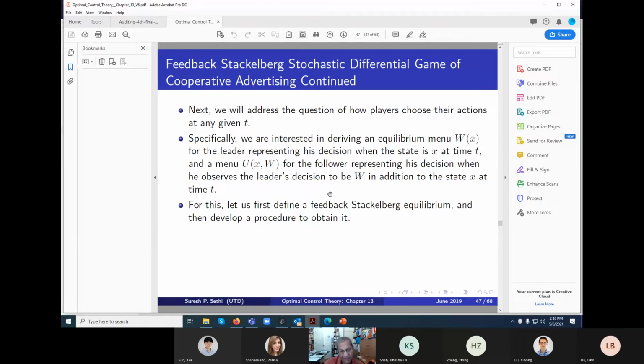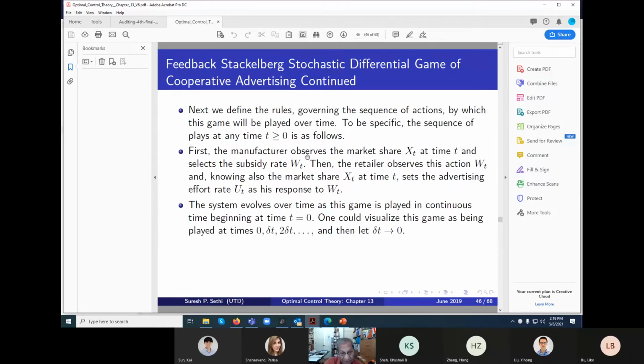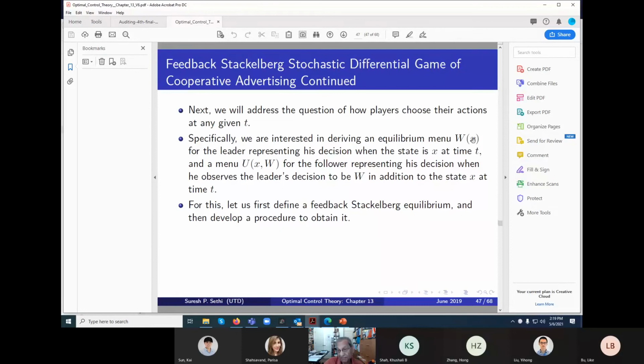Now, how to solve this problem? We're interested in deriving an equilibrium menu, W of x. W of x is the menu by which the manufacturer will decide his subsidy rate. That's the function that he has to come up with. The follower, on the other hand, has to define u, which is the advertising effort, that depends on x, just like this guy, but it also depends on w. Remember, I did not write W as a function. You can write W of x, but that x is to be observed at that time. But I don't want to confuse, because if you put W of x here, some people think it's a function. When I put it here, it means the value of W obtained at that x, not as a function. So I don't write that as a function. I just write it as a w.